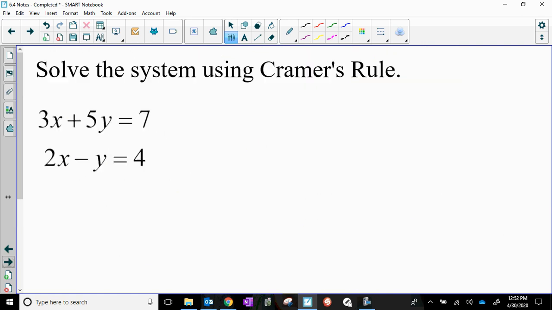All right, so let's set this up using Cramer's rule. So once again, write your matrix equation.